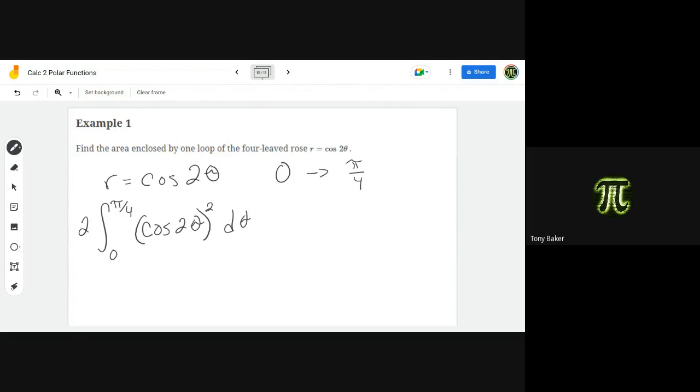Oh, never mind. Well, because yeah, the question's asking for only one of the leaves. If we were looking for the entire flower, then I'd multiply it by 8 to find the whole flower. But they only want one of the loops of this one. All right. So how do I do my integral of this?